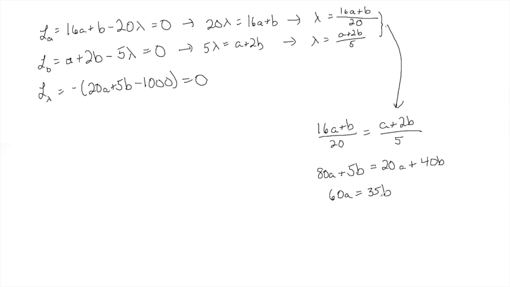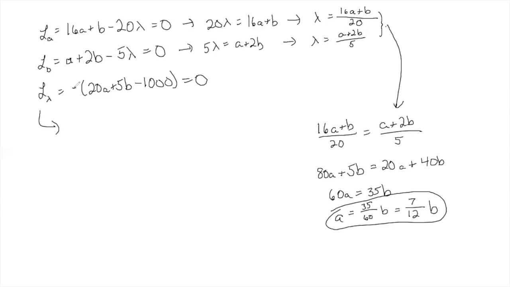It looks like I could solve for either one here, so let's just say A equals 35 over 60 B, and I can reduce that a little bit. It looks like a 5 comes out of each, so a 7 on top. And how many times does 5 go into 60? 12. So 7 over 12, B. Great. So I have a substitution to use for my A, and I'll plug that in.